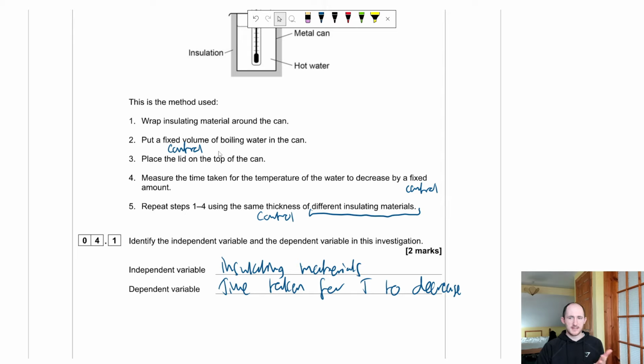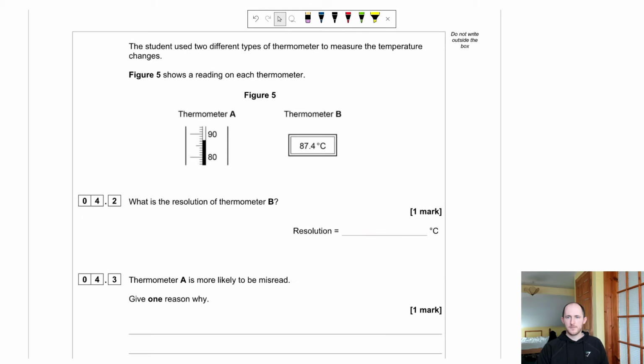The control variable is next easiest. Independent can be a bit tricky. It doesn't have to be a numerical thing. The student uses 2 different types of thermometer to measure the temperature changes, and he has an analog one and we have a digital one here. What is the resolution of thermometer B?